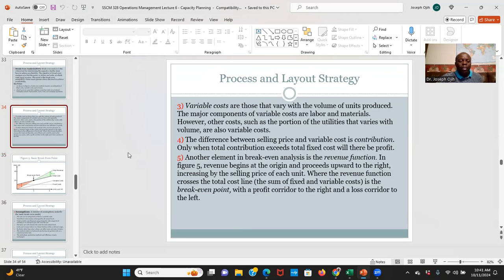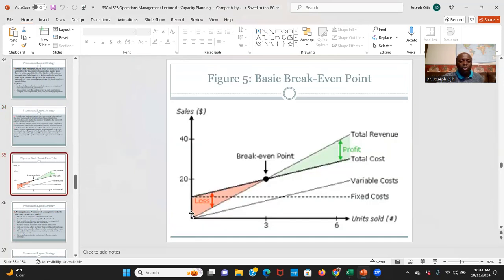So again, like I explained a few minutes ago, you can see the revenue start from the origin right here and keep going. The point where the total cost crosses the total revenue line is where we have the break-even point. At the break-even point, the amount sold and the total costs are equal. So you didn't make profit. But beyond that, you start making profit. Below that, you are still operating at a loss.